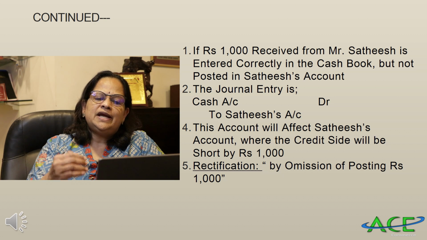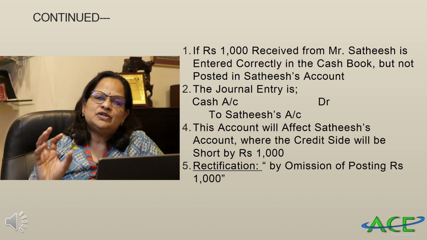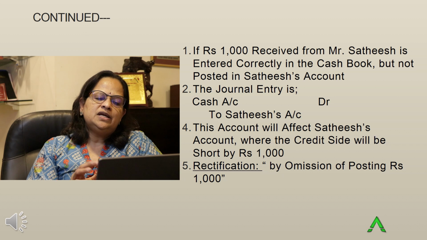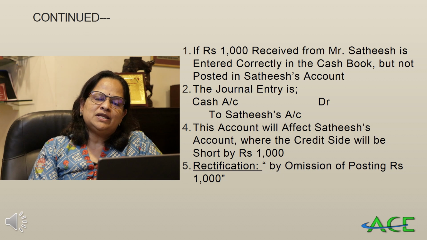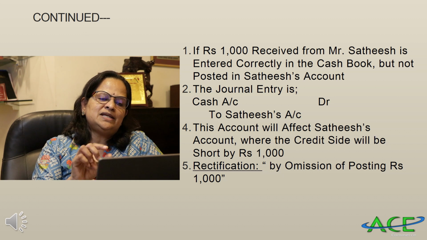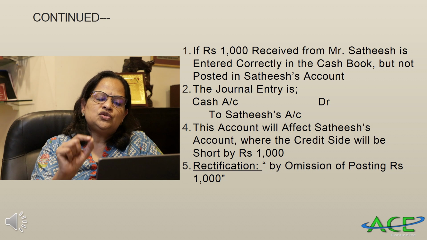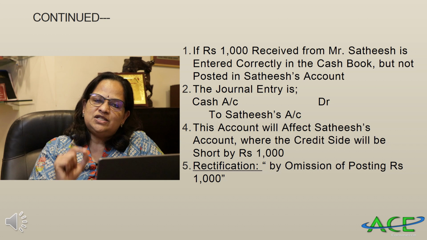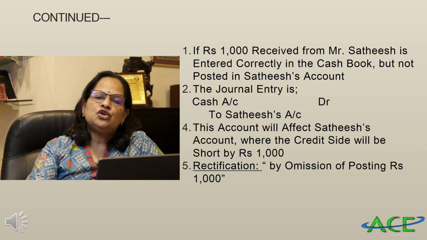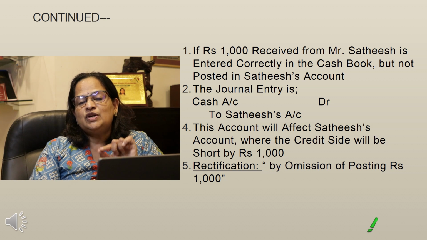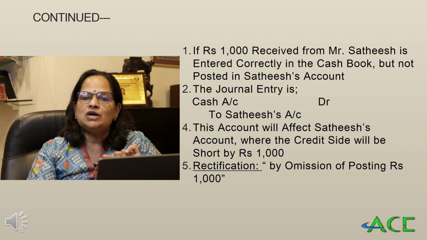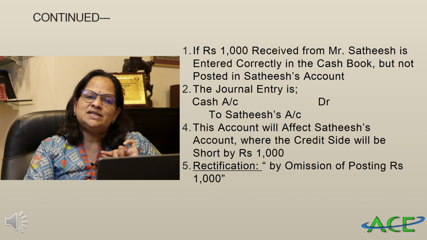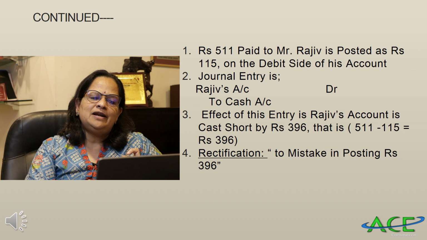So this will affect only Satish's account, because the cash account posting is correct. Now, the credit side will be short by 1000. Satish's account is credited. See, cash account debit to Satish's account. So on the credit side, Satish's account will be short by 1000 rupees. So what rectification will we do? By omission of posting rupees 1000, because we have not posted that value 1000 in Satish's account. This is how you rectify this one-sided error.